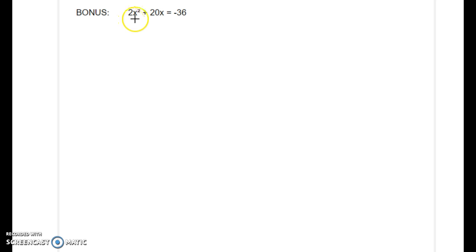So our leading coefficient is 2. That means we're going to divide everything on both sides of the equation by 2. So 2x squared divided by 2, you would just get x squared. 20x divided by 2, that's going to be plus 10x. I'm going to leave some space. Negative 36 divided by 2 is negative 18. So now it's ready to go.